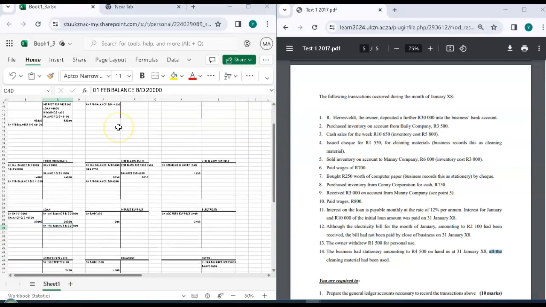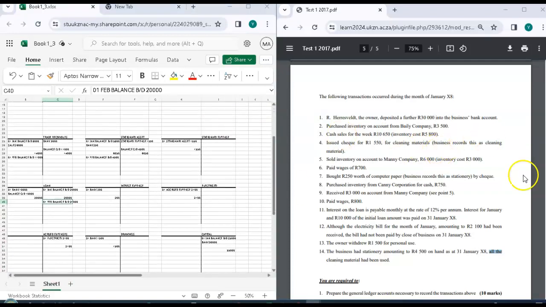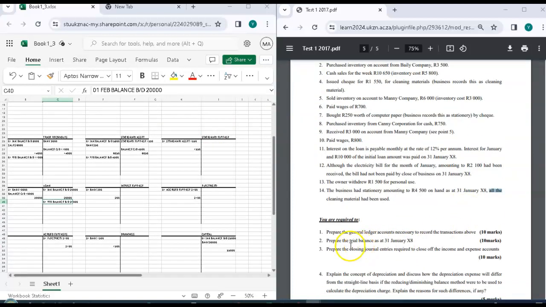Okay, so that's done. This is how we should do it. Okay, the next video will be on the trial balance and how to construct it.